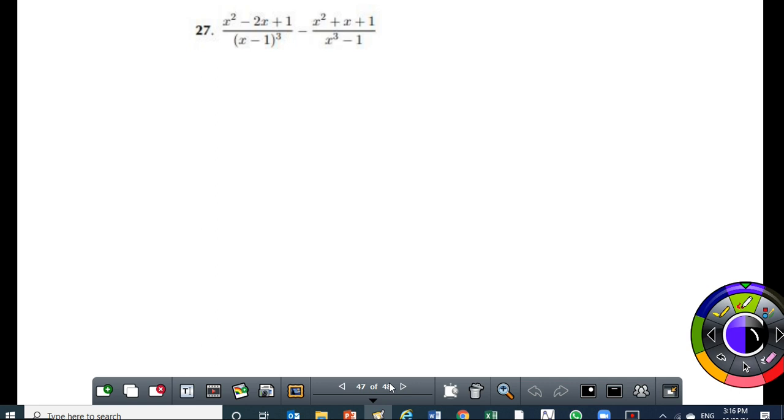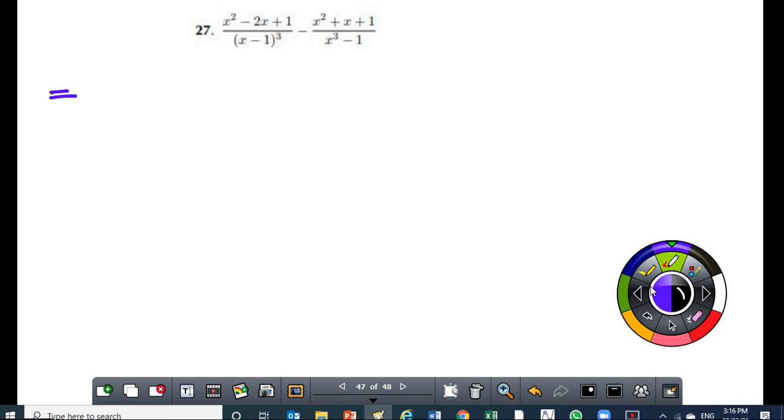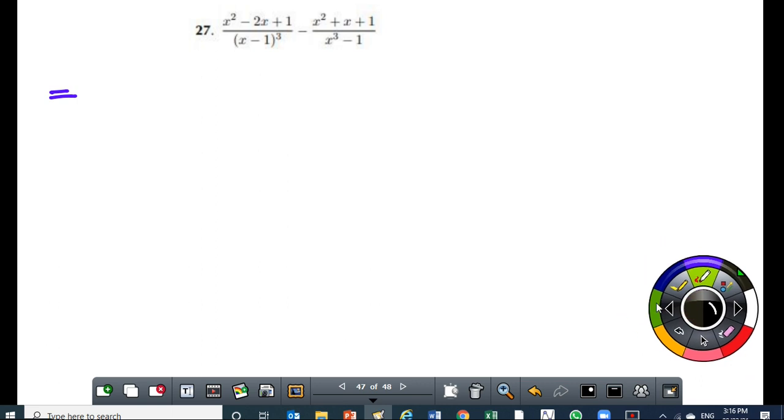And number 27. Number 27, we have to look at each numerator, each denominator separately and see if we can factorize. So here, if you look at the first numerator, that is x squared minus 2x plus 1, okay? That's a perfect square trinomial.